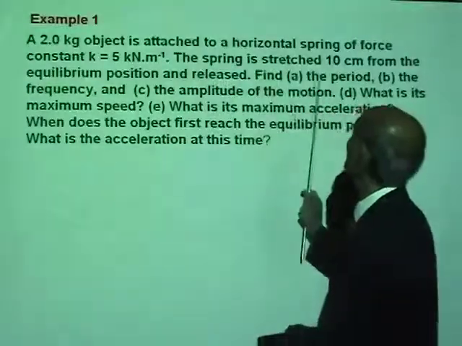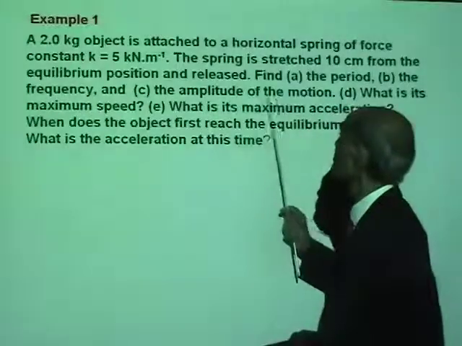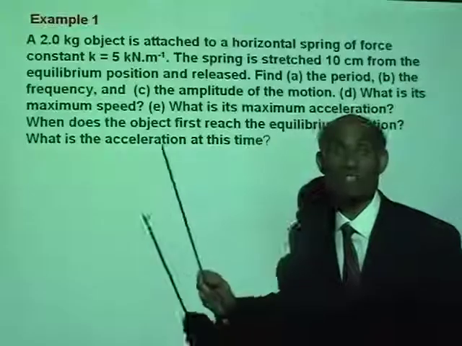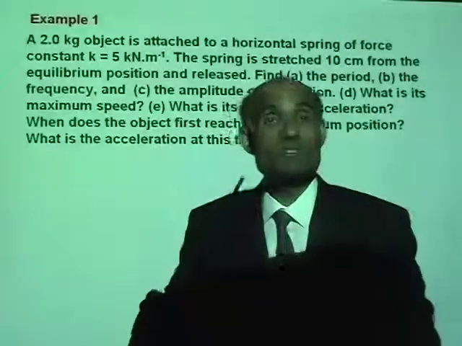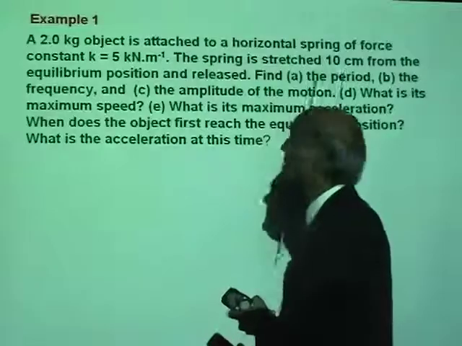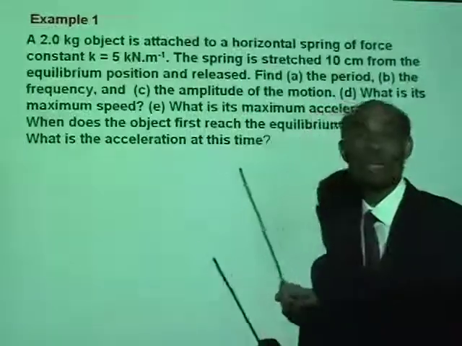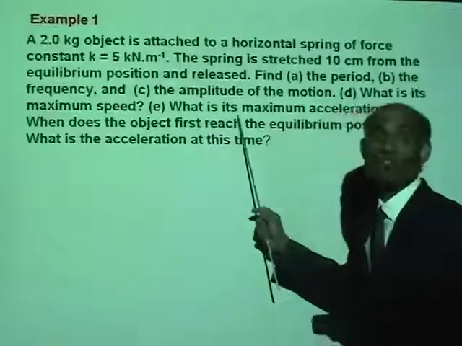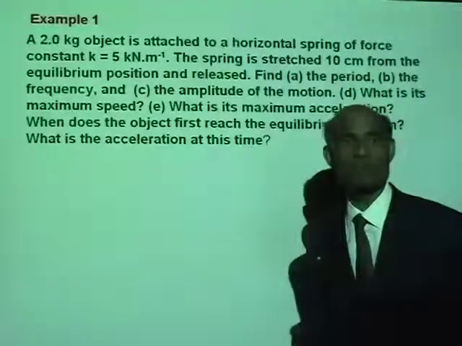Alright, we need to find the period, the frequency, the amplitude of the motion. If you understood what I just explained, you know the amplitude of the motion. Amplitude is the maximum displacement. And isn't this the maximum displacement? So you know the answer to C already. What is the maximum speed? What is the maximum acceleration? You see, you simply use the formulae.